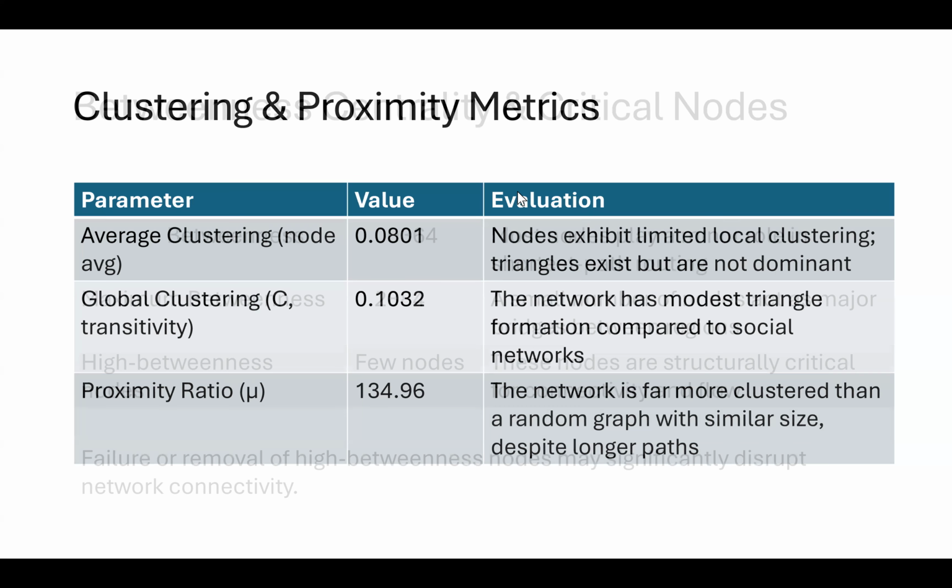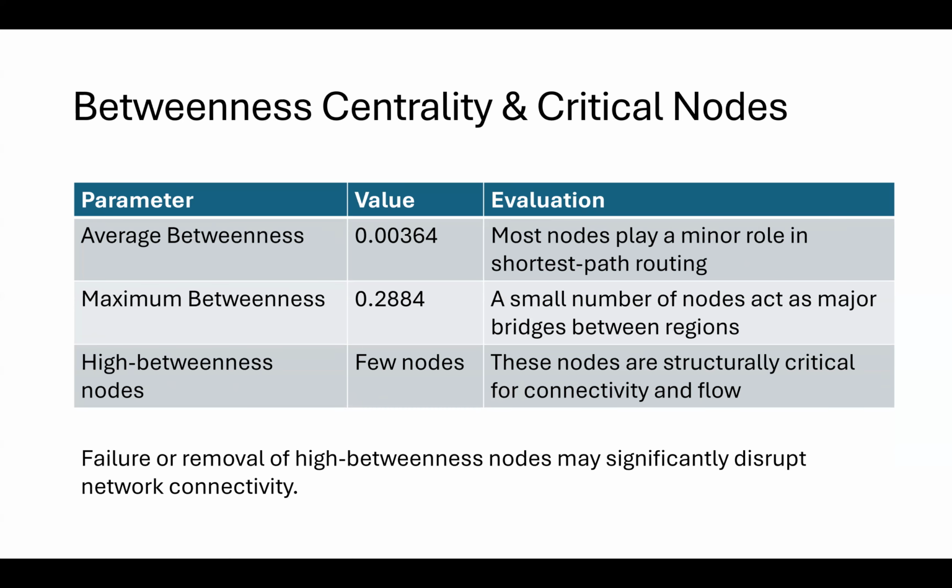And finally, we'll talk about the centrality and critical nodes. Here, the average betweenness centrality is very small, about 0.00364. This means most nodes do not lie on many shortest paths. However, the maximum betweenness is 0.2884. This is significantly higher than the average. This tells us that a small number of nodes act as major bridges between regions.